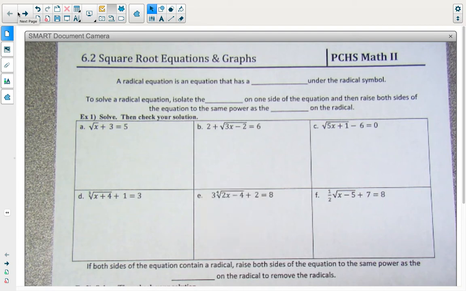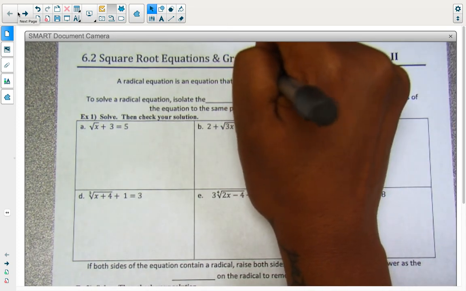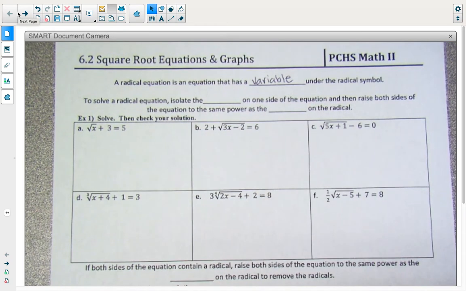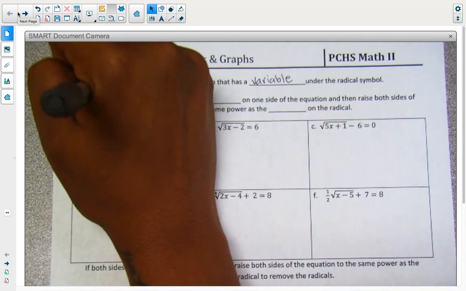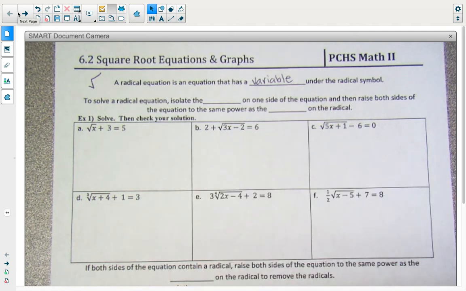A radical equation is an equation that has a variable underneath the radical symbol. Now, the radical symbol you might more familiarly know as the square root. So this symbol right here that I just drew in, it's technically called a radical symbol. The number on the outside is understood to be 2 if you don't see anything there. Otherwise, it's a 3, a 4, a 5, and you'll actually see that number there. So that's your index on the outside.